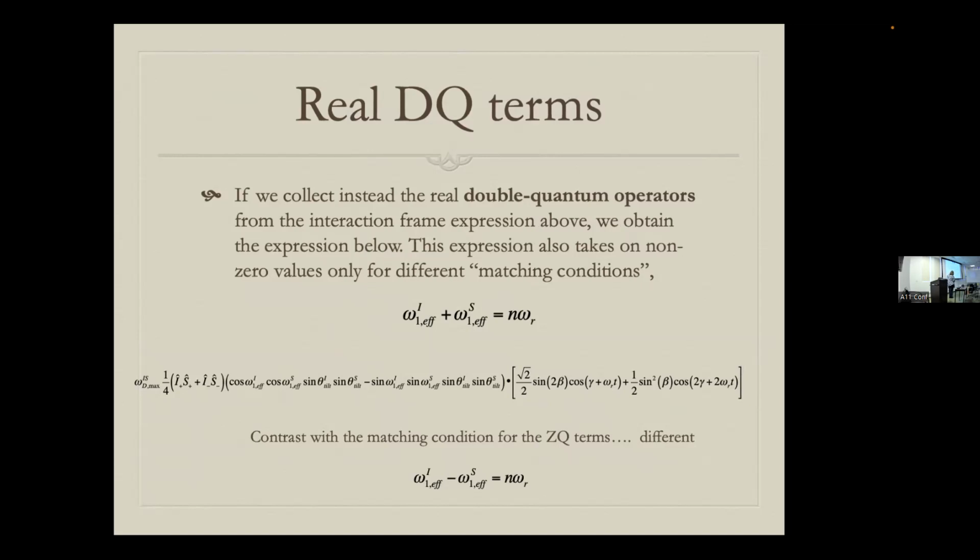So it's the same frequencies at play, but there's an important difference. The cos and sine terms are organized such that it's the difference between those two frequencies that needs to match n omega r. I'm sorry, it's the sum for the double quantum that has to match n omega r, whereas in the last slide, we saw the difference has to match.